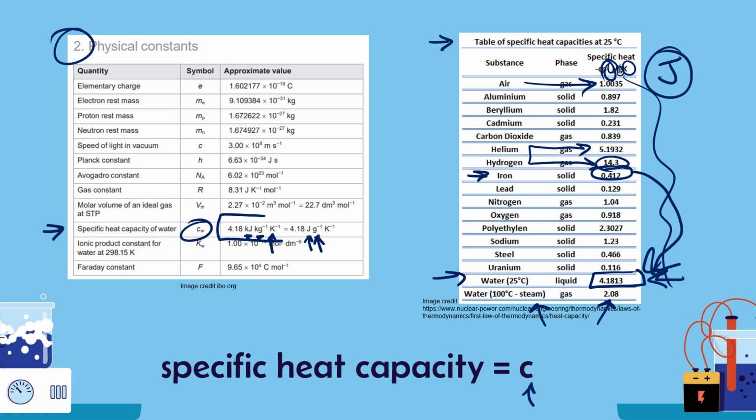Be careful with our C's because we also know that C is the speed of light. C is also our prefix for centi in the metric system. So just know, yes, there are more than one C. In this case, Q equals mc delta T. We're talking about specific heat capacity, the amount of energy needed to change 1 gram of a substance by 1 degree Celsius or 1 Kelvin.